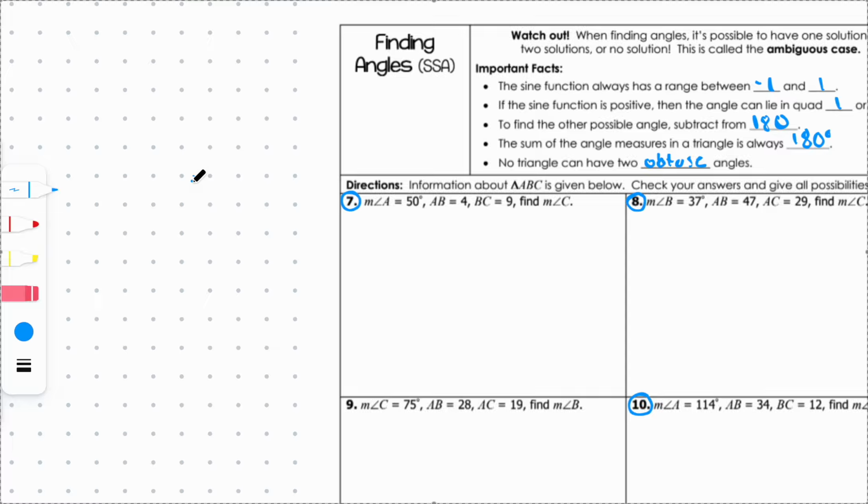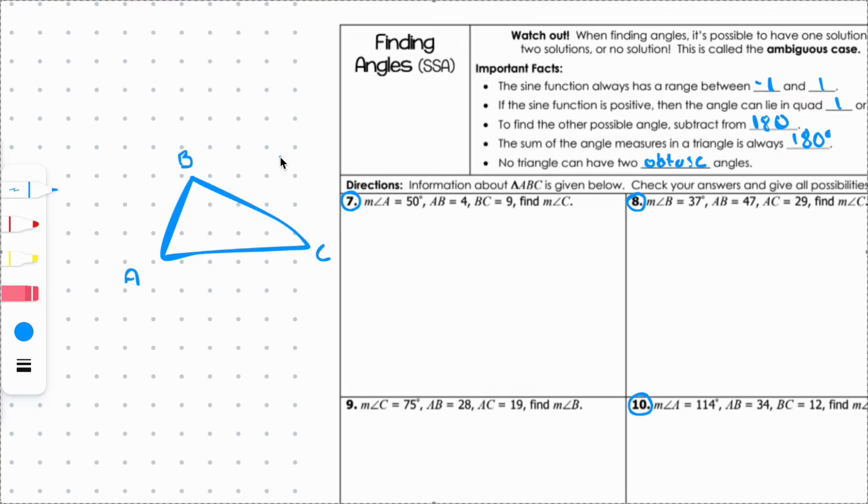Now I'm just going to draw any triangle. I don't really know what this triangle will look like, but it does not really matter. Okay, so say we have a triangle. I'm going to say this angle is A. And I'm going to say this is B and this is C.